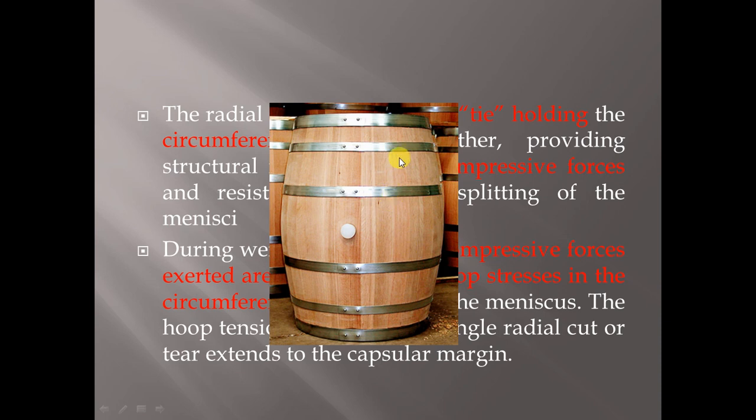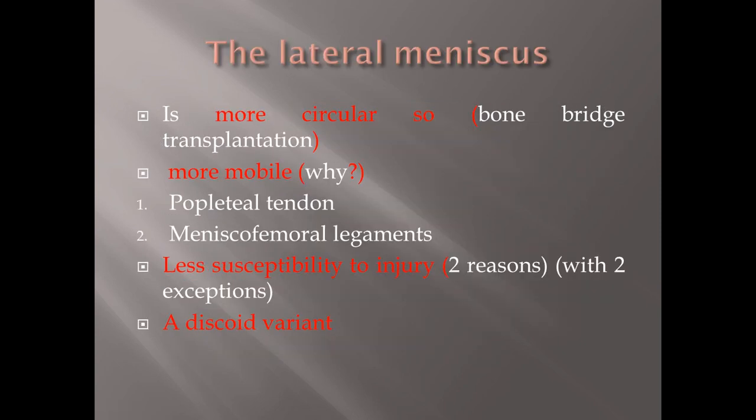So the circumferential, longitudinally oriented fibers are held by radially oriented fibers. Together they are responsible for the hoop mechanism, which resists the axial compressive load by converting it into a tensile force. This is the hoop mechanism, the same as in the lumbar disc.